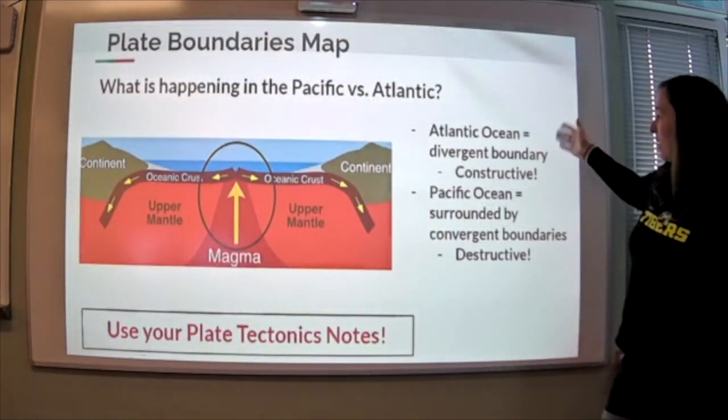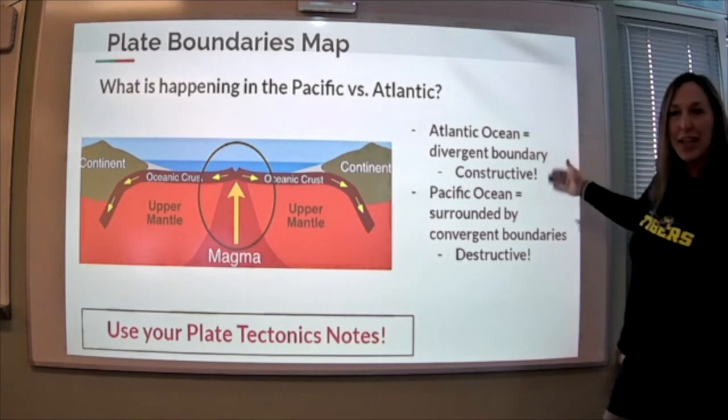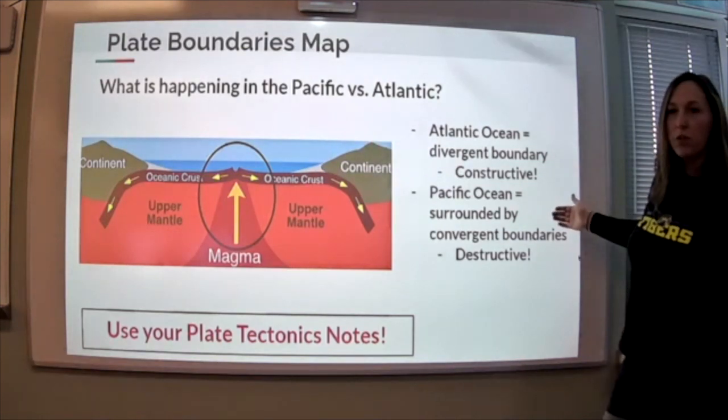So ultimately, Atlantic Ocean, divergent boundary, it's constructive. Your Pacific Ocean, surrounded by convergent boundaries, is destructive.